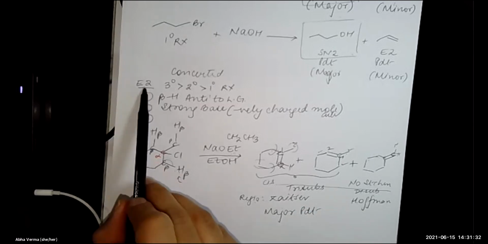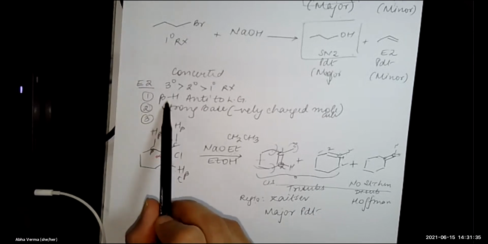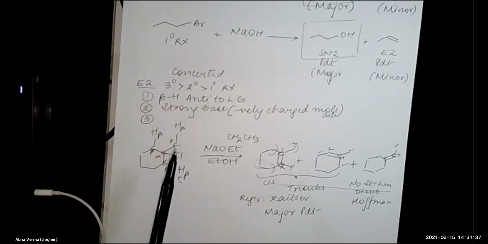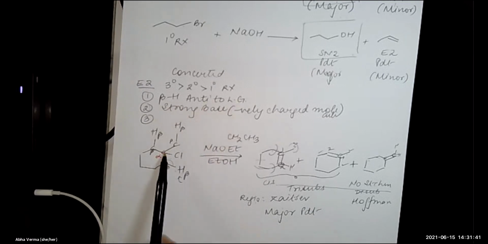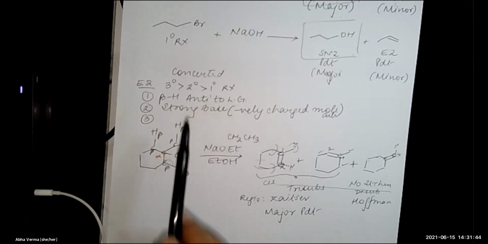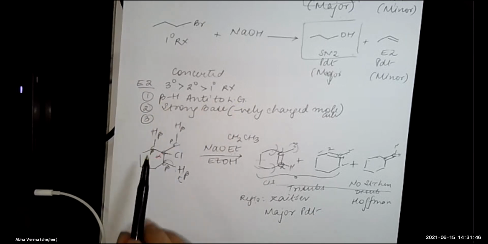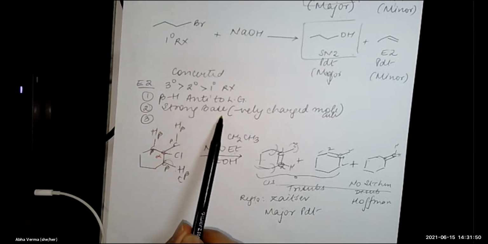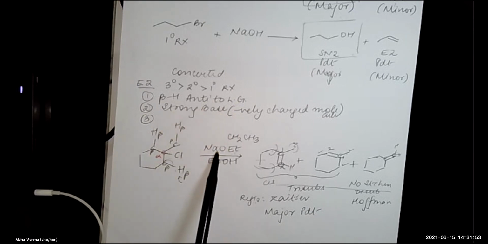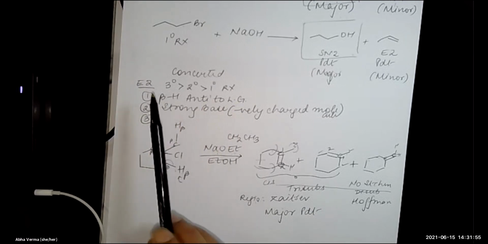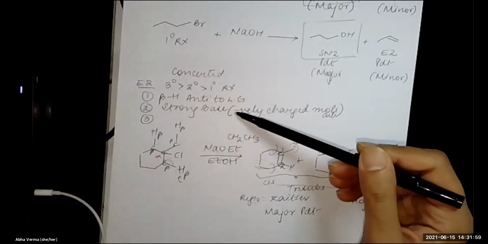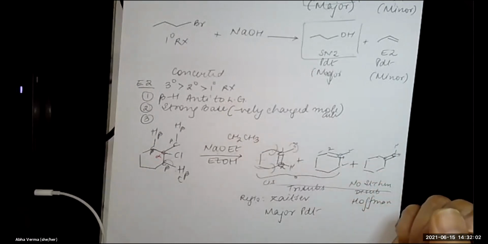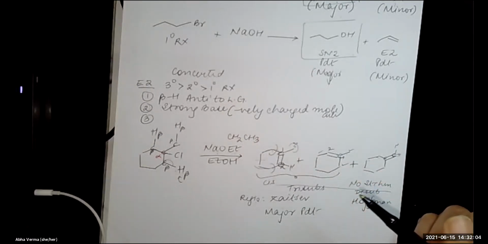So for E2, whenever you will have anti-hydrogen, beta hydrogen, anti-beta hydrogen to the leaving group. Leaving group is on the alpha carbon. The anti-beta hydrogen will be on the beta carbon. And a strong base. If you have a weak base, if you just have a base with lone pairs, then your E2 will not work. So both of these conditions need to be met for the E2 to occur.